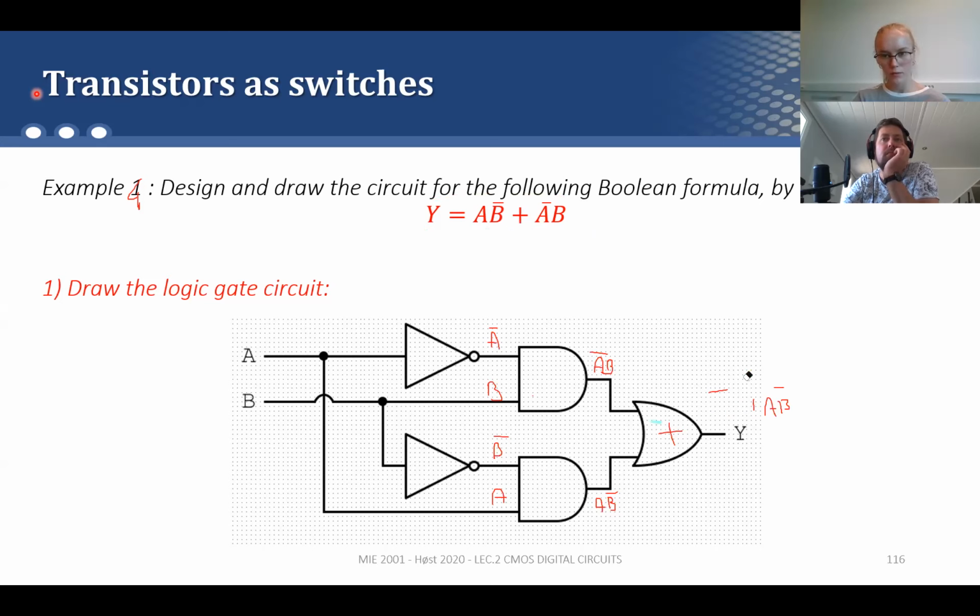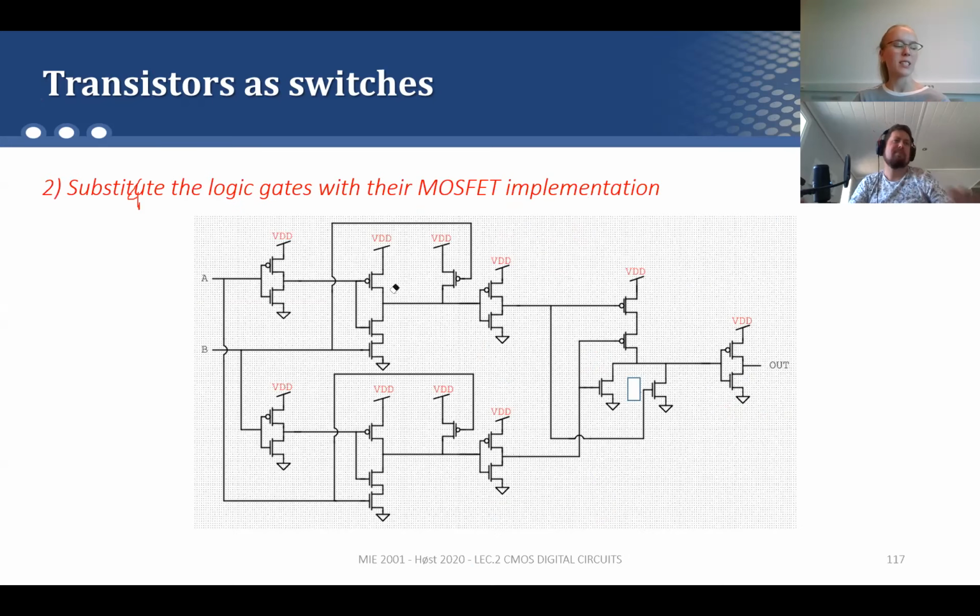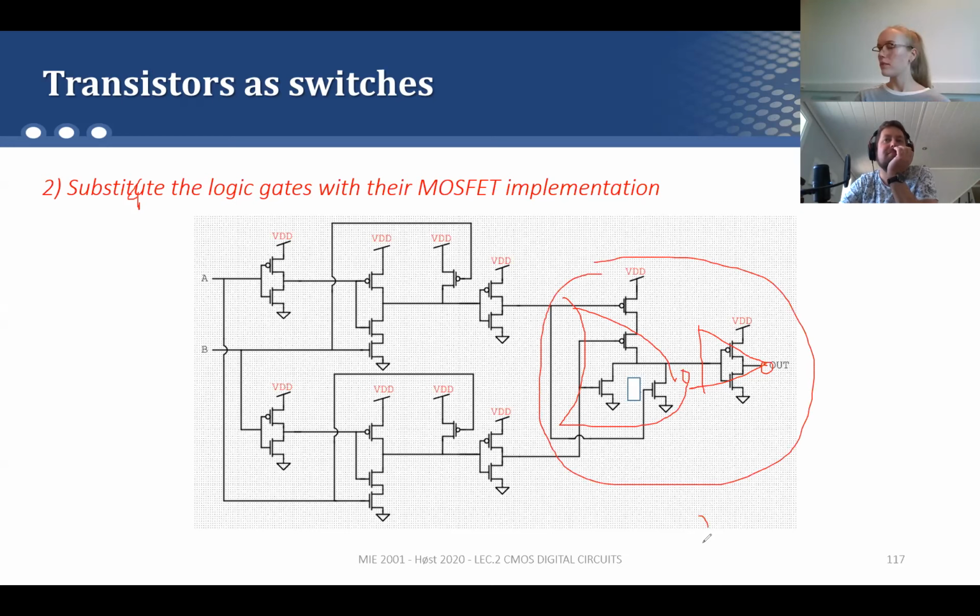What is the next step? It is just to replace each logic gate with the MOSFET implementation. So this is the MOSFET implementation of this circuit. Just for you, this is the NOT. This is a NAND, and I told you that a NAND followed by a NOT becomes an AND. Sorry, becomes an OR here.